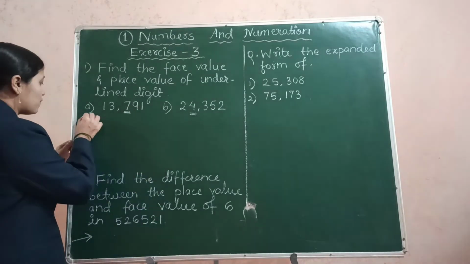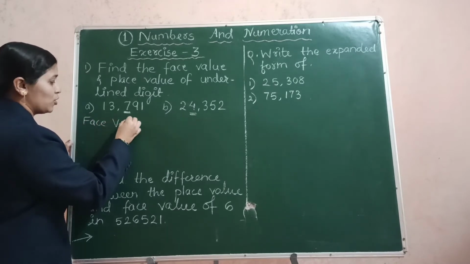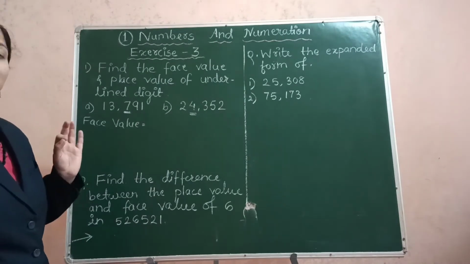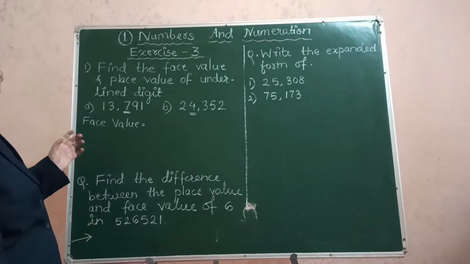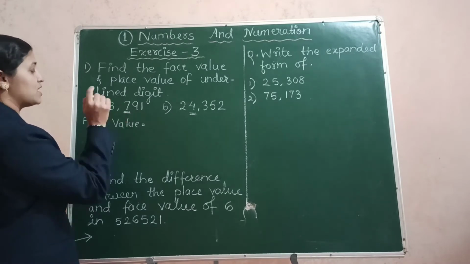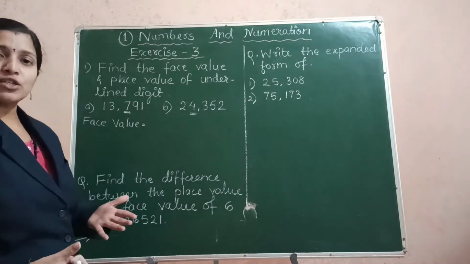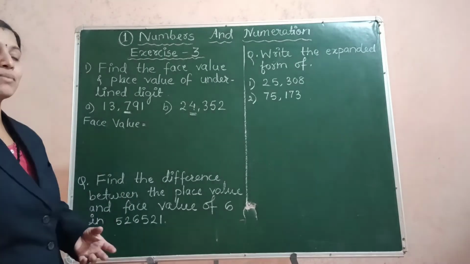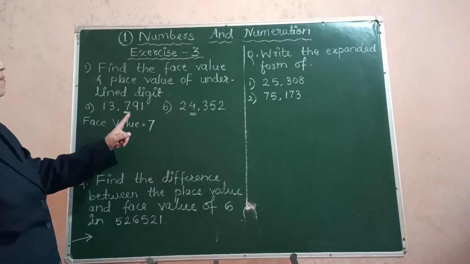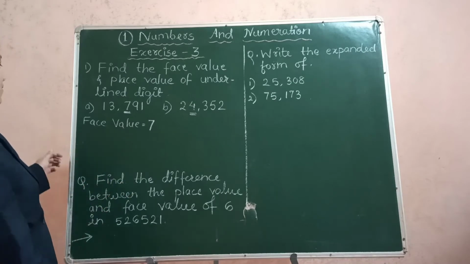So first we will find out the face value. And what is the face value? Face value of any digit is that digit itself. So what is the digit whose face value is to be found out? It is 7. So the digit is 7 and its face value is also going to be the same, that is 7. So the face value of 7 is 7 itself.